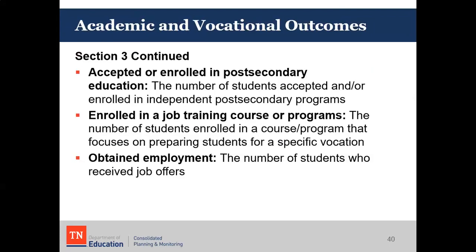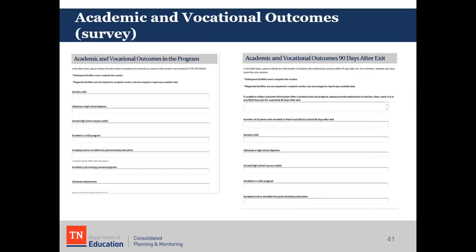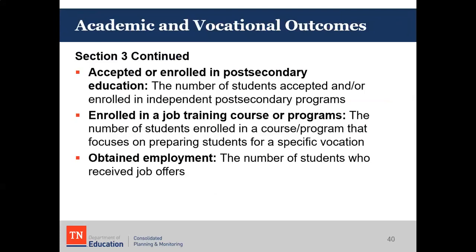Number 3, accepted or enrolled in post-secondary education. So the number of students accepted and or enrolled in independent post-secondary programs. Enrolled in job training course or programs. The number of students enrolled in a course program that focuses on preparing students for a specific vocation. Obtained employment. The number of students who received job offers. And going to the employment, that should be outside of the program as well.